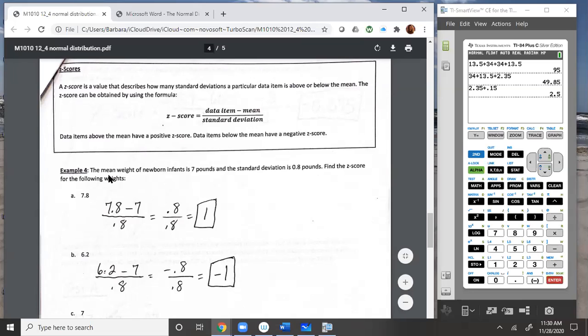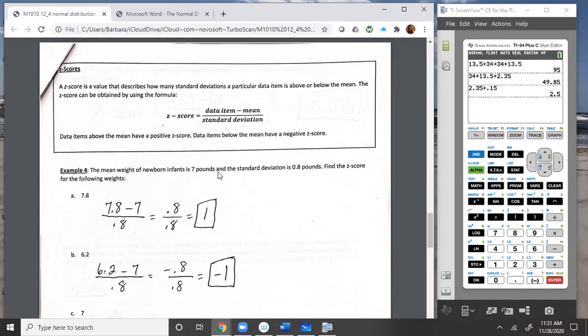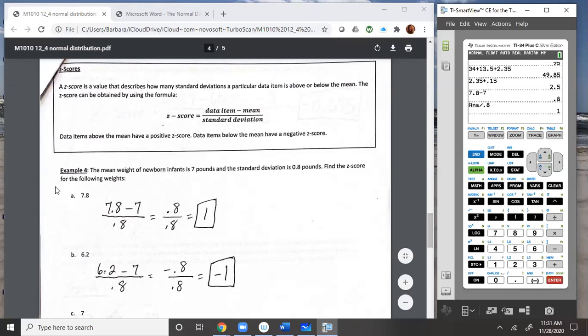So the data here is, let's see, 7.8. They give it to you here, right? So the data is 7.8. We're going to subtract the mean, which in this problem is 7 pounds. And then we're going to divide it by the standard deviation, which is 0.8. So 7.8 minus 7, divided by 0.8 is equal to 1. So this score here, the 7.8, is one standard deviation above the mean. That means it has a z-score of 1.